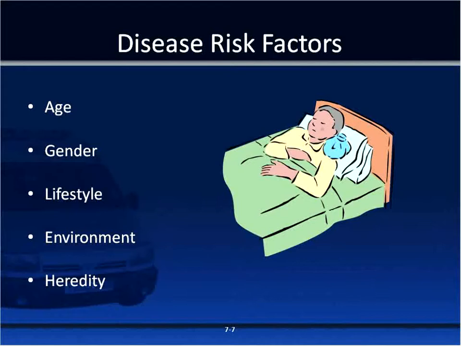Heredity. Heredity is an important risk factor for some diseases. For example, a family history of heart disease combined with an inactive lifestyle and poor personal habits can greatly increase one's risk of potential heart attack.